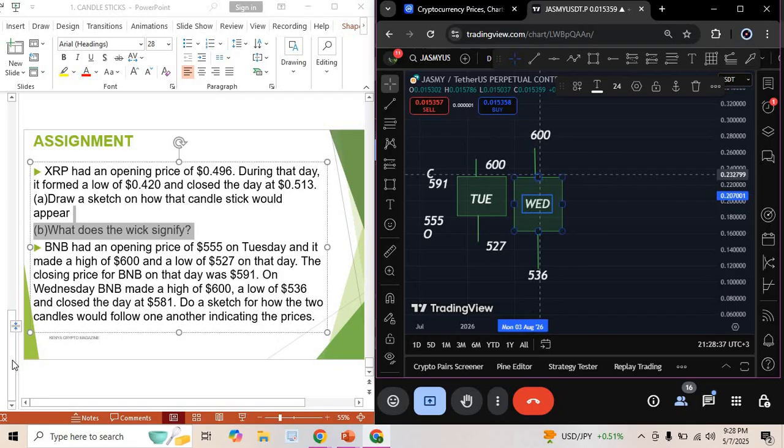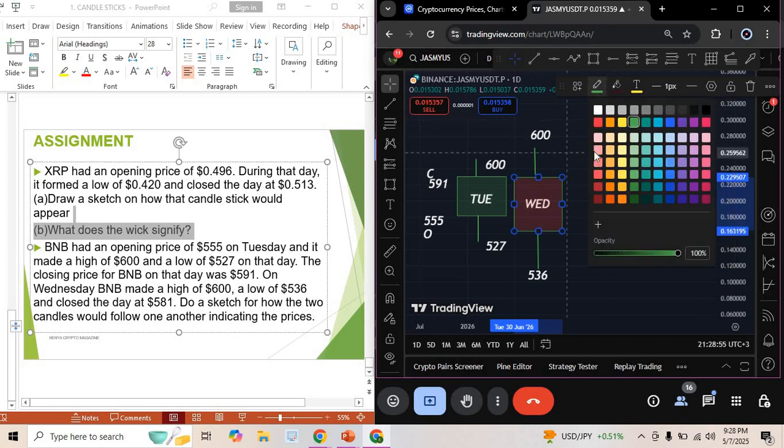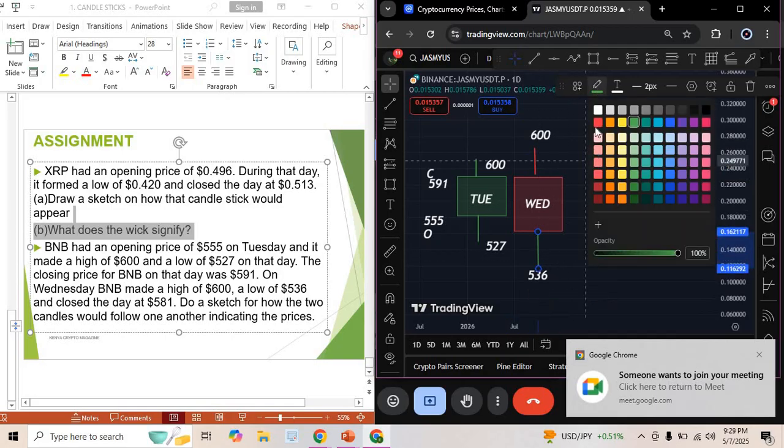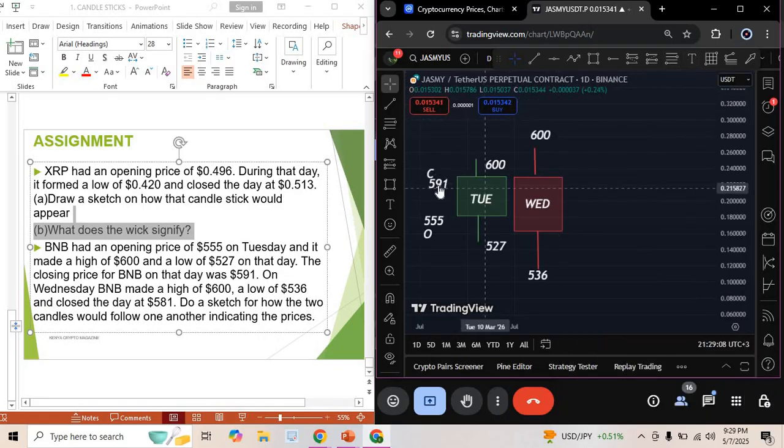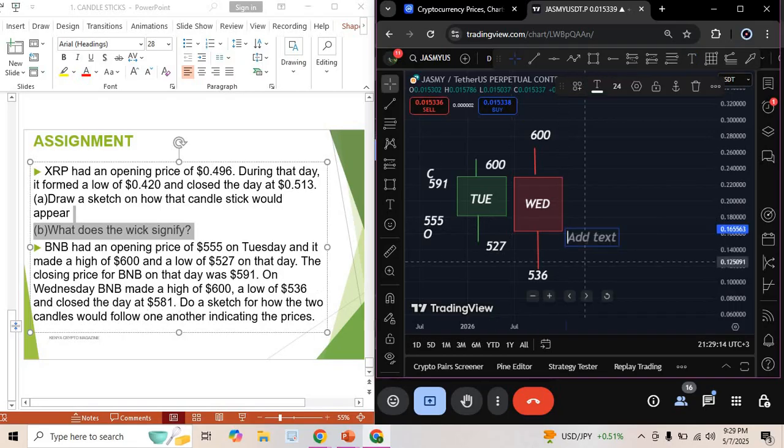So the opening price is 591. The closing price is what? 581. So it's lower. The closing price is lower than the opening price, so it makes this a bearish candlestick. Let me have this in red because it's a bearish candlestick. Our opening price was 591, and the closing price for this will be 581 from this juncture right here. 581.